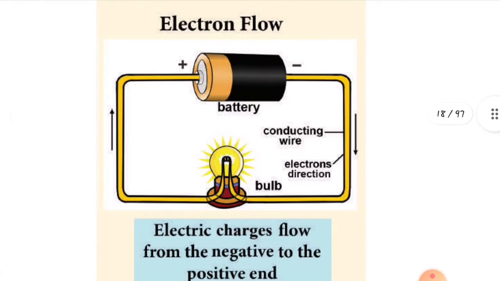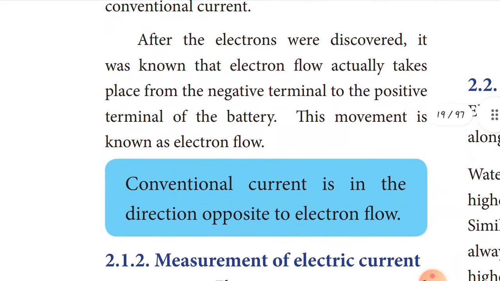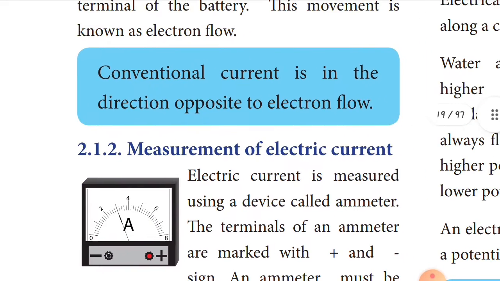See the next one, electron flow. Here the electric charges flow from negative to positive end. See the arrow mark, children? So here the conducting wires go from negative to positive. Is this clear to you, children? Important here, see the blue box: conventional current is in the direction opposite to the electron flow. So the first one is positive to the negative end.